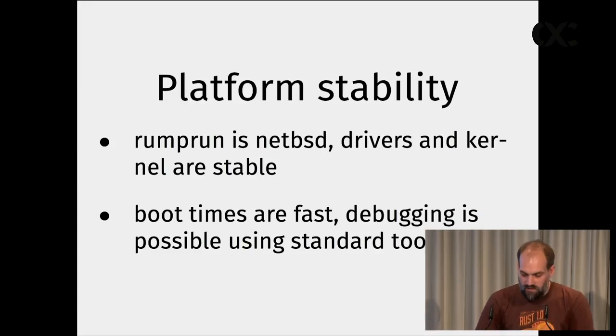And a couple of observations about these. First of all, how are things with the platform stability? The interesting thing about rumprun is that it's NetBSD at its core, which is a stable, proven, and developed operating system. So it's not some kind of new technology that will fail in weird ways. So the drivers and the kernel are actually stable. The boot times are fast. Debugging is possible using standard tools, if you like GDB.